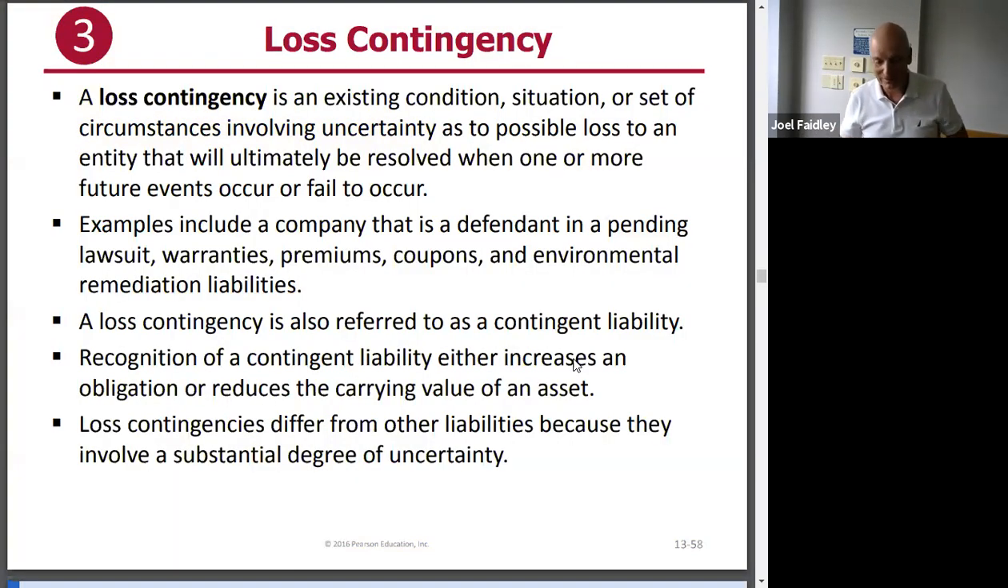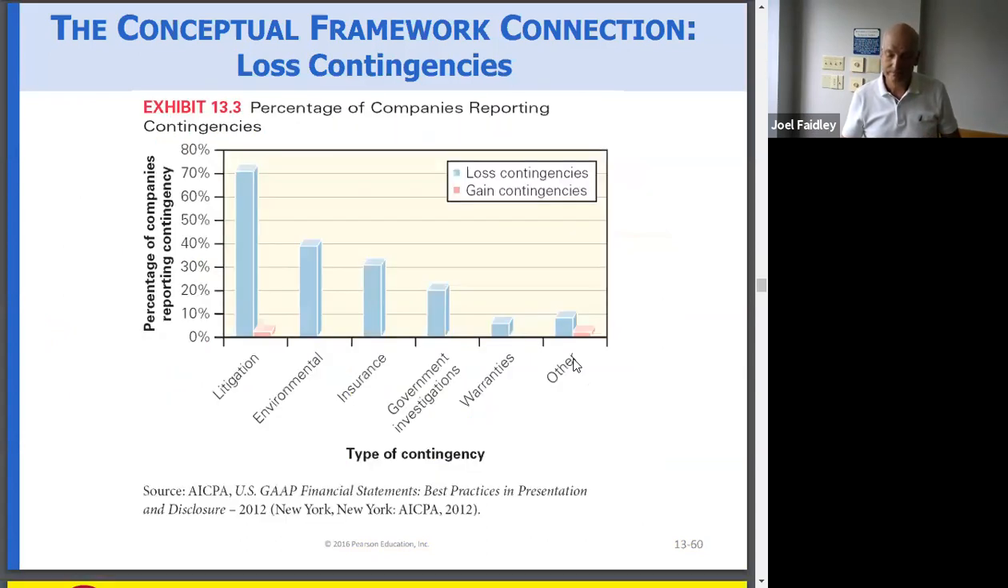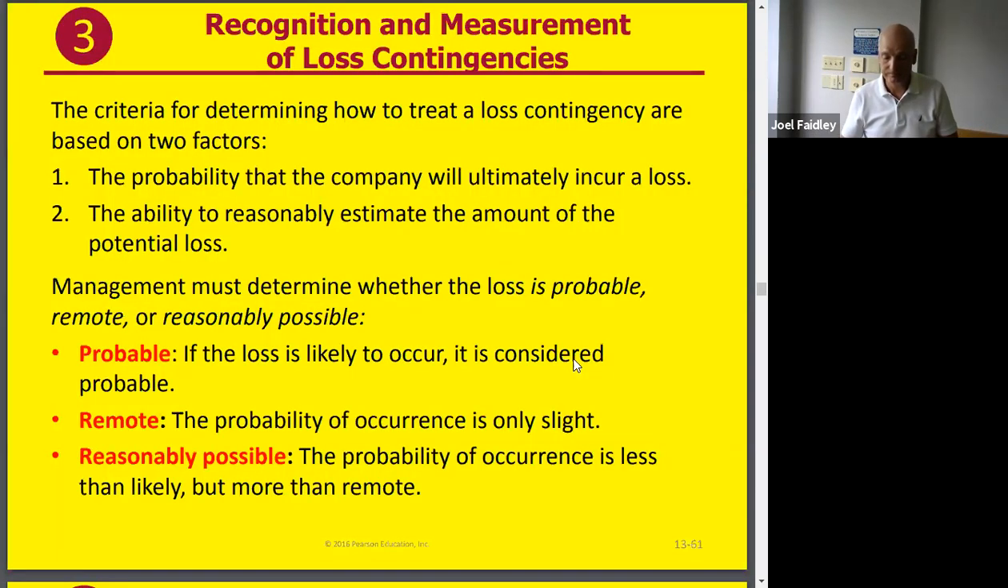All right, what about a loss contingency? Here's where it gets to be a gray area, because there's really three ways that you want to potentially recognize a loss contingency. And they give you several examples here of things that could occur, like litigation, like a lawsuit, environmental issues, insurance, warranties, all these things. Loss contingencies are things you've got to consider.